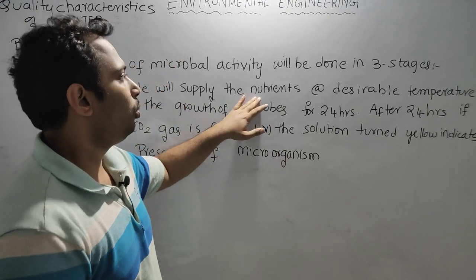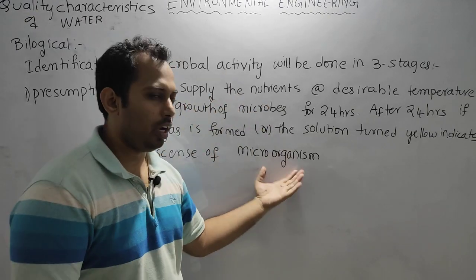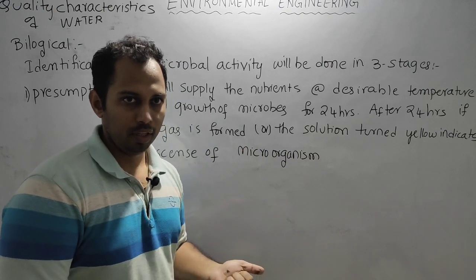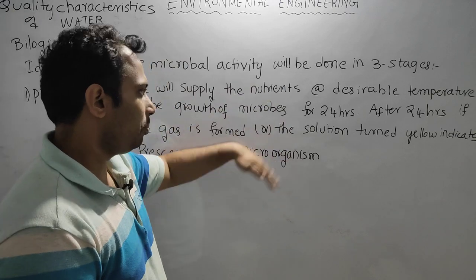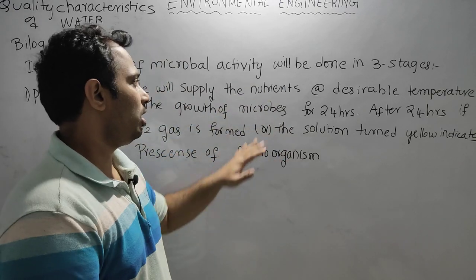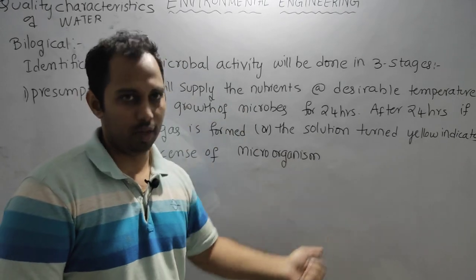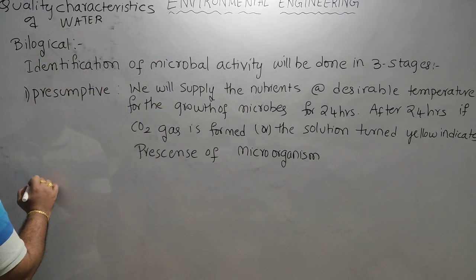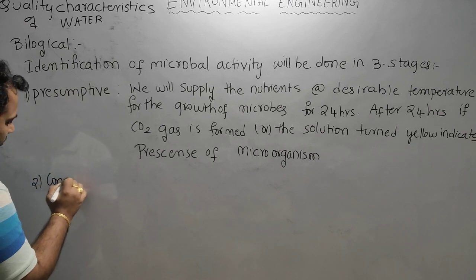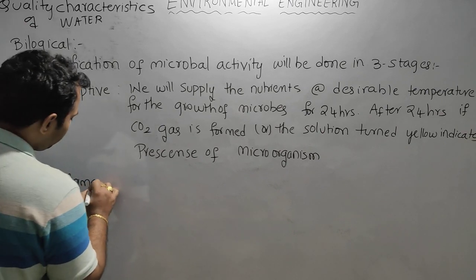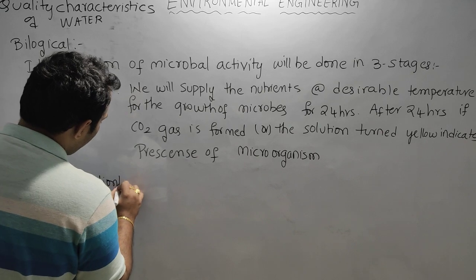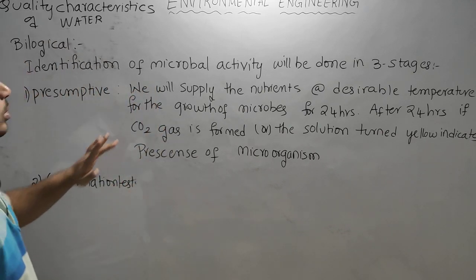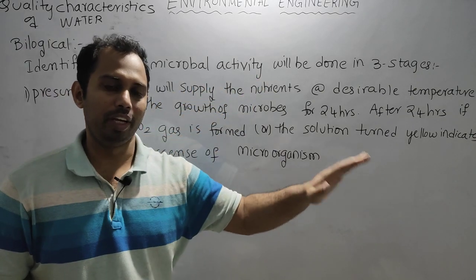Here, whatever the nutrient we give is fit for any organism. But in the confirmative test, we do the same test in a repeated manner, but the only thing we change is the nutrient, which is fit for E. coli. So in the confirmatory test, we do the same thing, copy paste, but we supply the nutrients which fit for E. coli bacteria.